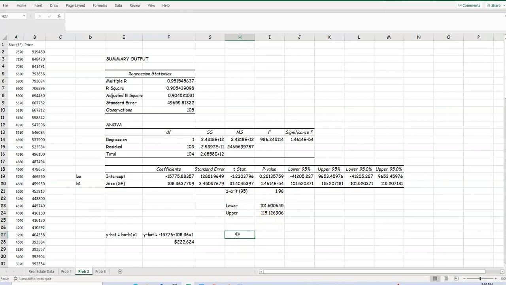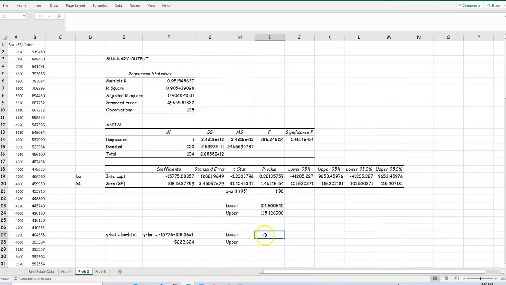Then it's asking for a house that's 2,200 square feet, what is the 95% confidence interval? So again, we want a lower and an upper bound. I think it's suitable to just go back to the regression equation. Instead of using this price, 108.36, we'll use the upper and lower, and we'll see what we come up with. Then I'll show you how this all goes together.